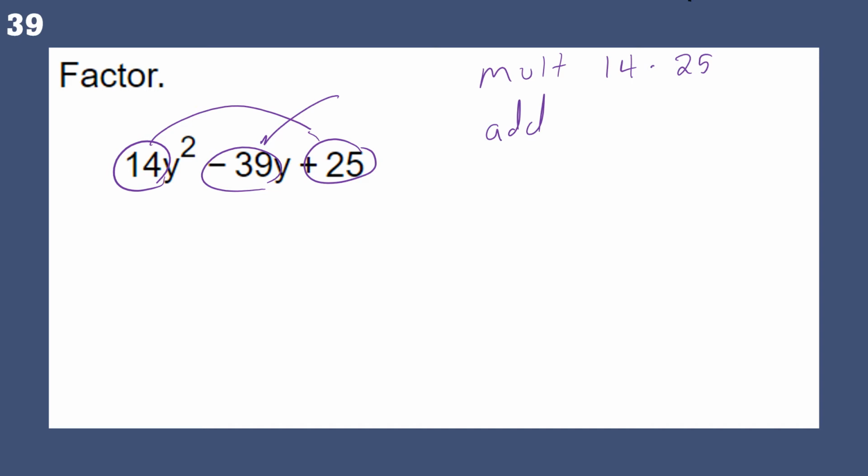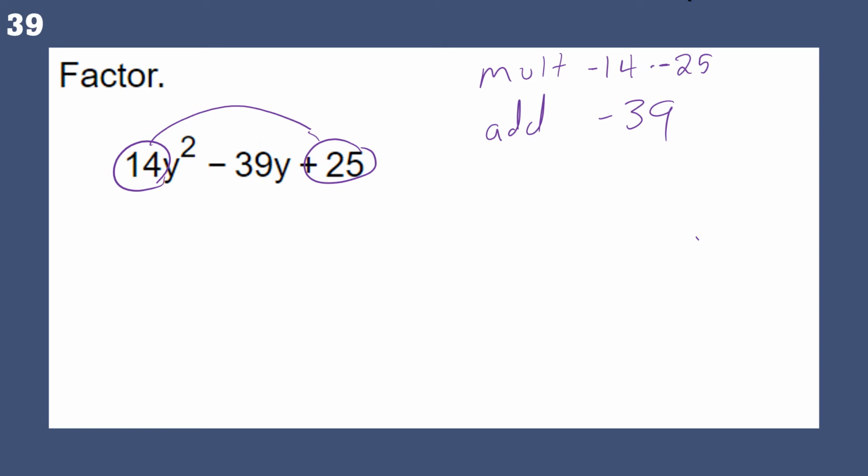Okay, so we could run through all the options and guess and check, but I actually noticed something special about this one. Negative 39: if they add to give me a negative, but multiply to give me a positive, then they both have to be negative, because the negatives cancel out when they multiply. And what do you notice? Well, negative 14 and negative 25 do actually add up to negative 39. So that saves me a little bit of work trying to find two special numbers.